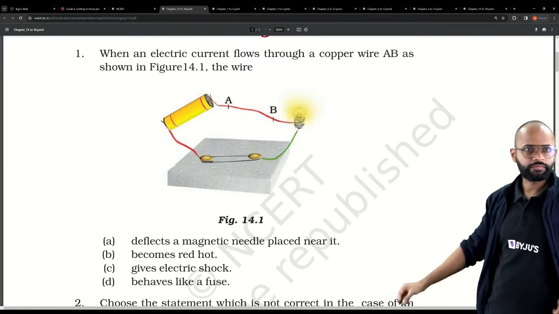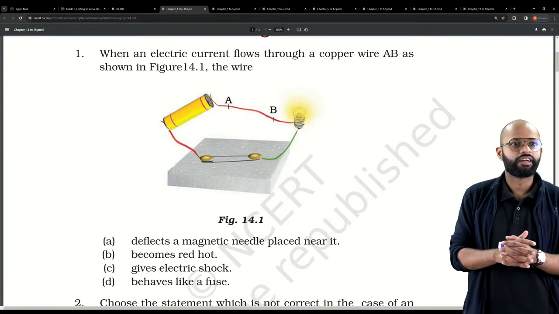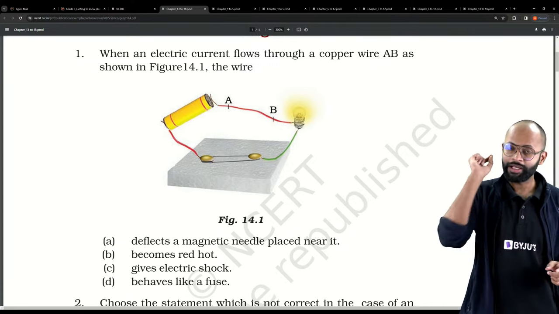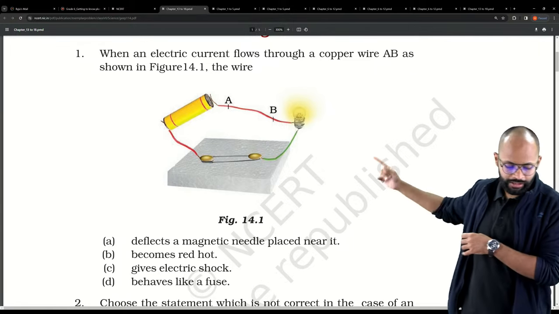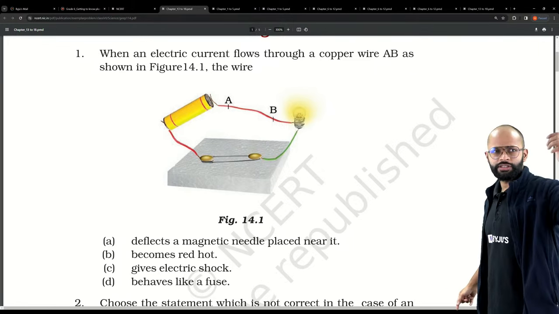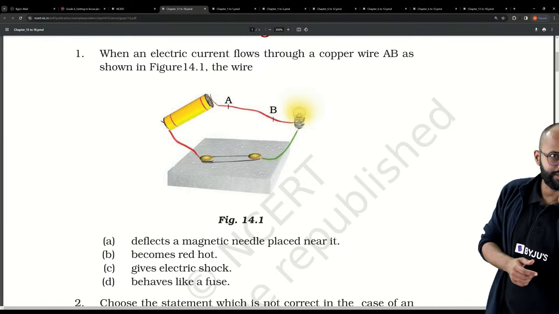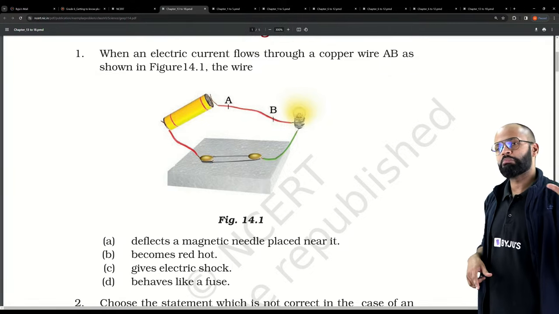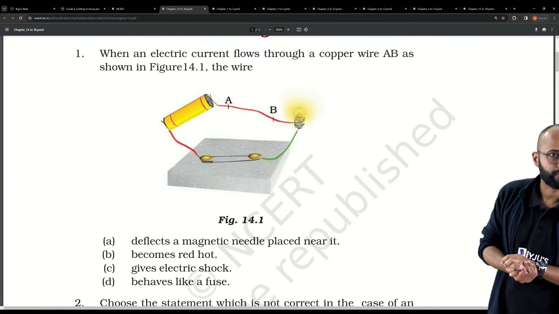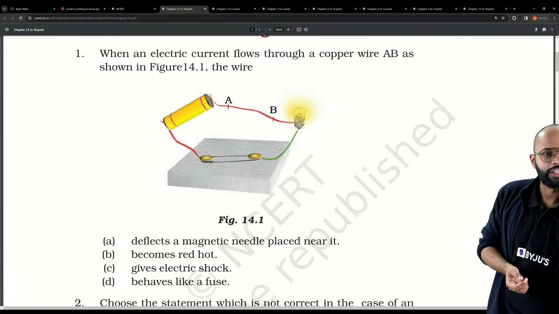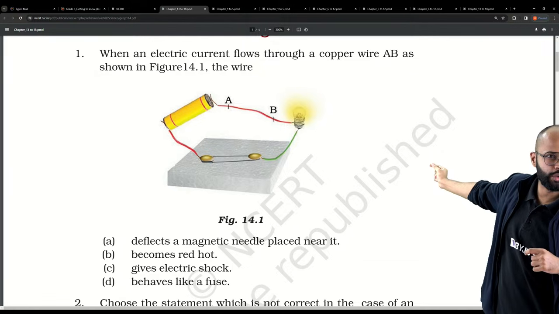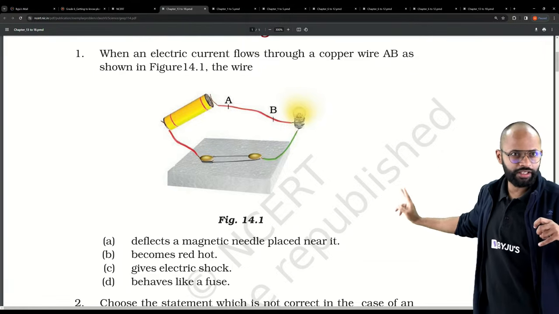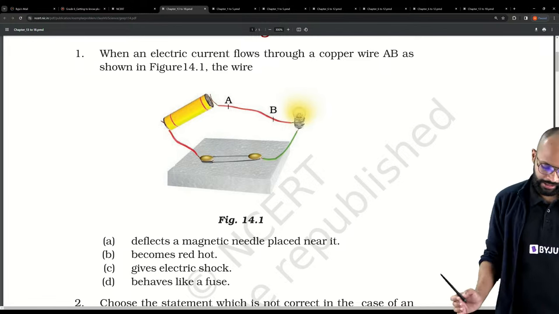First question, quickly. Yes, no sin; don't hold the bulb of the thermometer, okay. When an electric current flows through a copper wire AB as shown in the figure, the wire, four options, all yours, tell me the answer. Navya, you are right. Time of class would be till 9:30 max. All good, very nice. A. Ganga says A. Come on. A, A. Good.